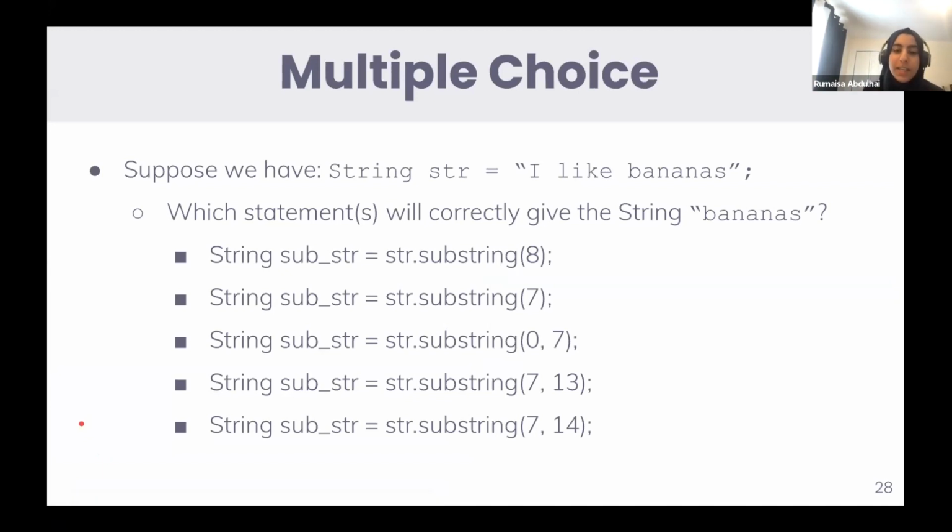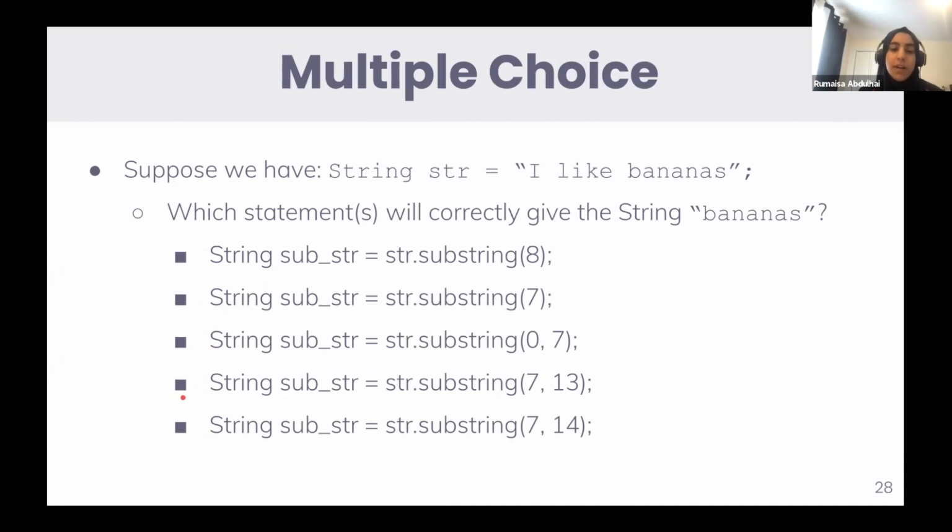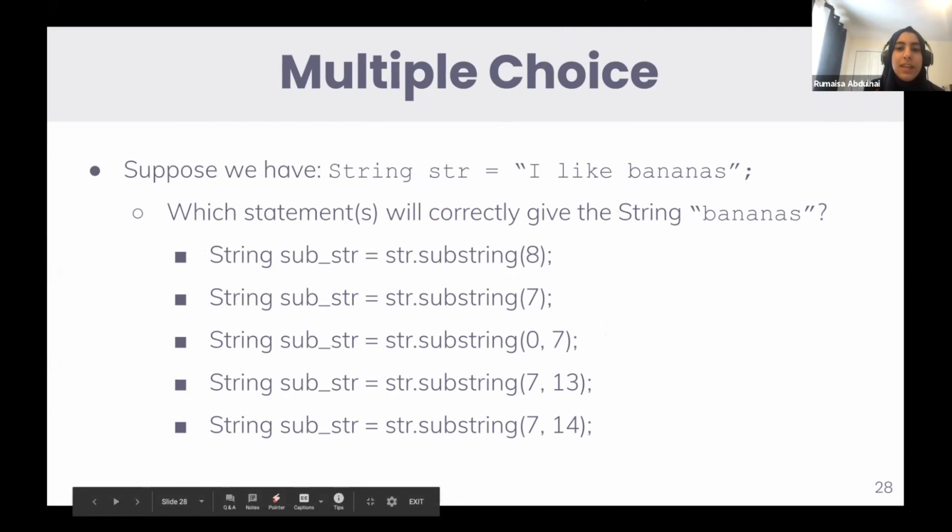So let's say we have the string str, "I like bananas." Which statements will correctly give the string "bananas"? Based on the substring methods that we learned, which ones are correct and which ones are incorrect? None of these will cause an error, but if you print sub_str, which one will give bananas and which ones will not? I will give you 5 minutes and then we'll go over the answers.